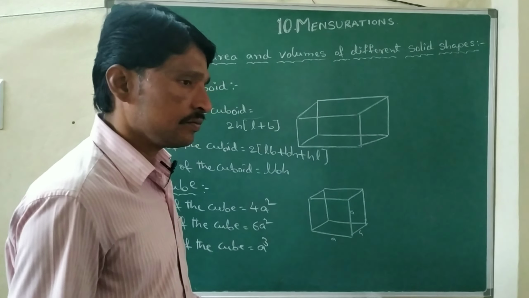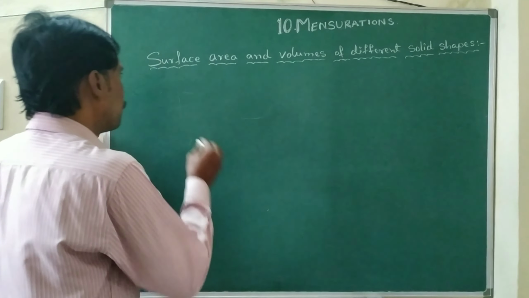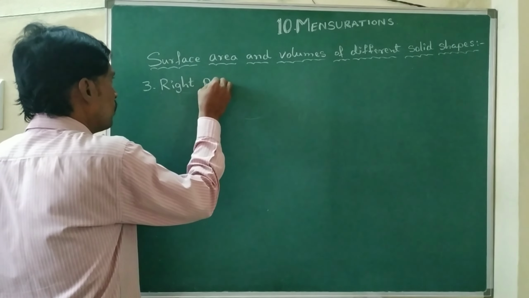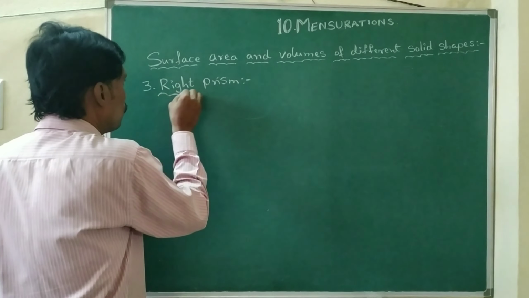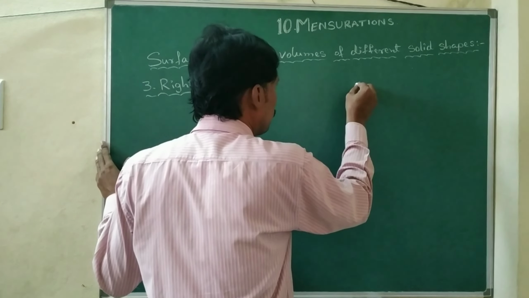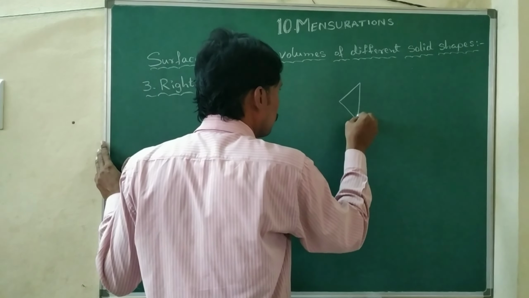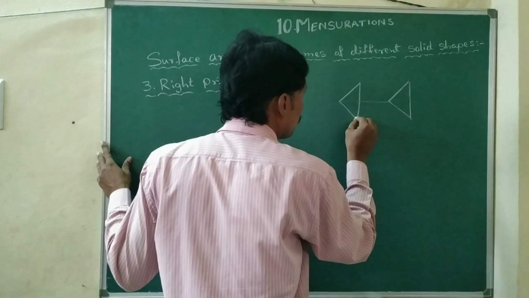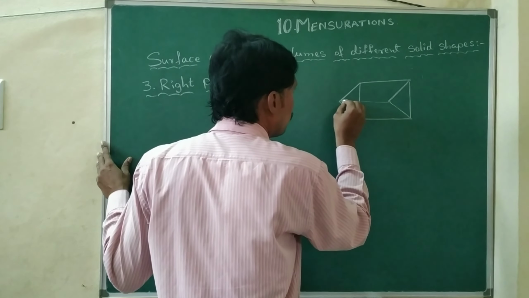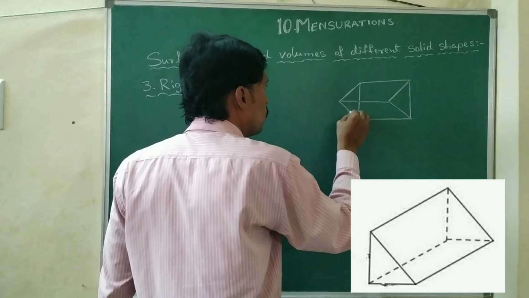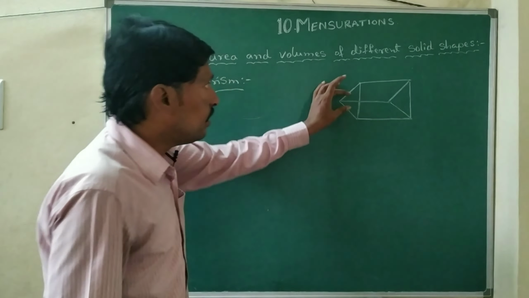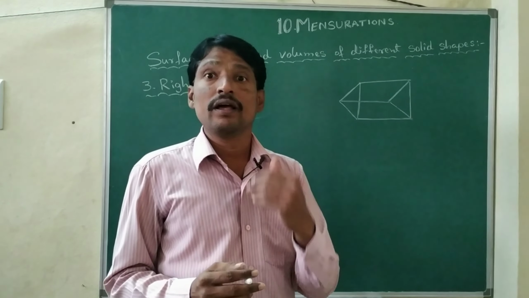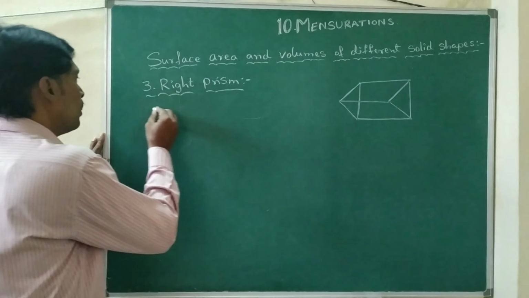Now the third one, it is the right prism. The right prism is the shape like this. We can say this is the height of the prism. Here the two ends are in the shape of a triangle. Here one triangle, here one triangle. The remaining three sides are in the shape of a rectangle. Now LSA of the right prism.